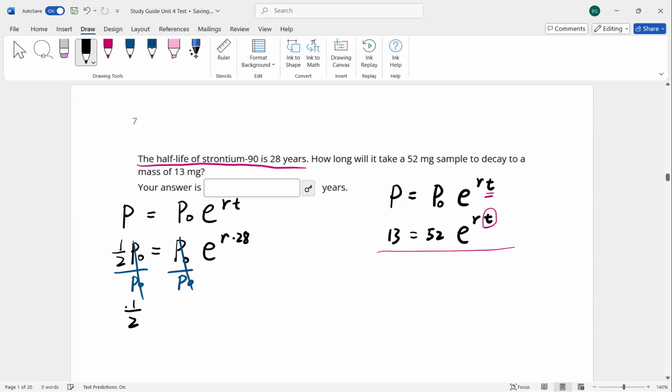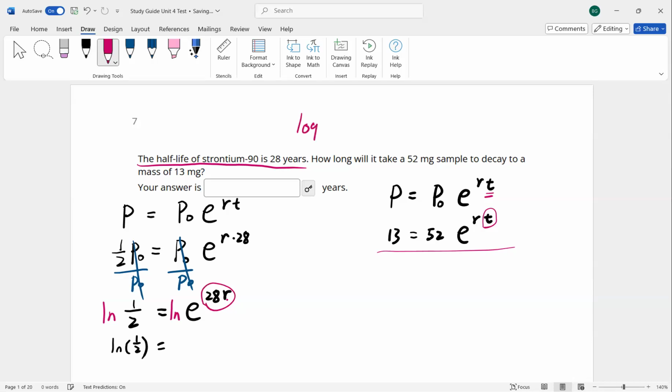Then we would have half on the left side. On the right side, we have e to the power of 28r. r times 28 is the same as 28 times r. After that, we can apply the natural log function on each side to get rid of the base of the exponent. On the left side, we have ln half. On the right side, remember the power rule? At this point, you should be very familiar with the power rule.